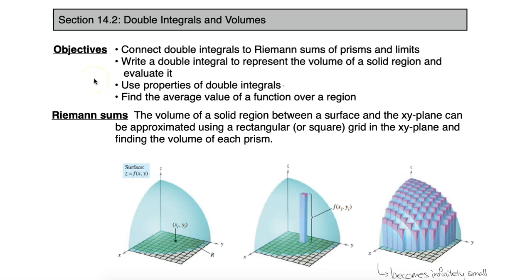Welcome to section 14.2, double integrals and volumes. In this section we'll talk about Riemann sums and correlate it to what we saw in previous calculus classes with functions of one variable, and then we'll see how double integrals can be used to find volumes as well as the average value of a function.